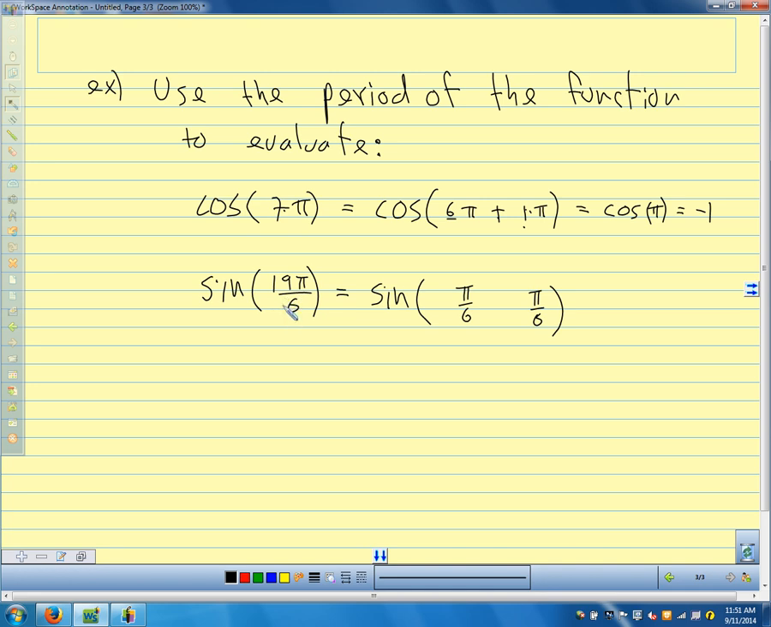18 pi over 6. How many pi's is 18 pi over 6? 3 pi. Is that a multiple of 2 pi? No. So we want a multiple of 2 pi. 18 pi over 6 is a multiple of pi. We want a multiple of 2 pi. So then we need to back up a little bit.